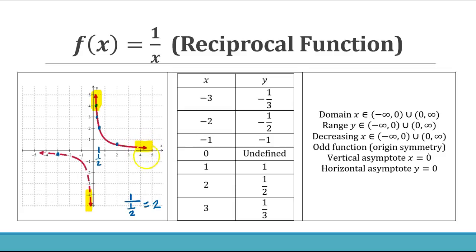As I start to substitute in larger and larger x values, I'm going to get closer and closer to that x-axis, both on the left side and on the right side. So on both sides, I'm getting closer and closer to y equals 0.